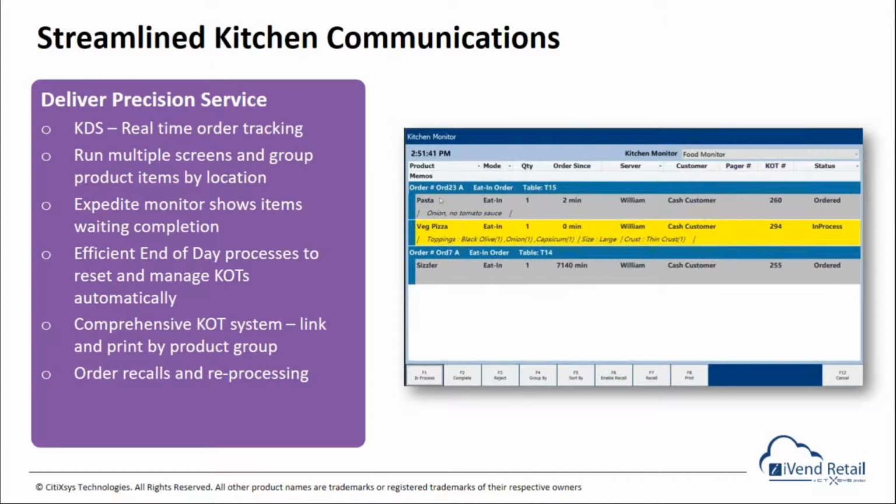And then KOTs are printed. I told you before that they can be printed based on product group, and so each product group can be mapped to the printers accordingly. And basically that is it related to kitchen operations.